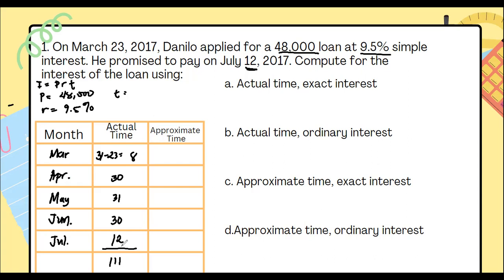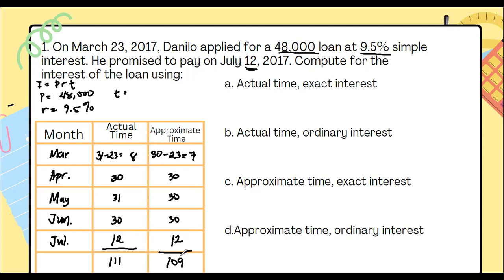Let's proceed to approximate time. For approximate time, March has 30 days. All months have 30 days when using approximate time. So March has 30 days; subtract 23, and it is equal to 7. Then April has 30 days, May 30, June 30 days. July, up to 12 days. Then we total: 7 plus 30 plus 30 plus 30, plus 12, is equal to 109. Therefore, there are 109 days from March 23, 2017 to July 12, 2017.